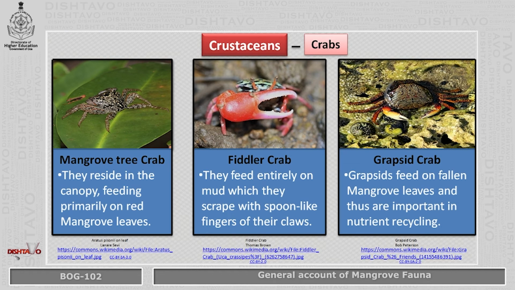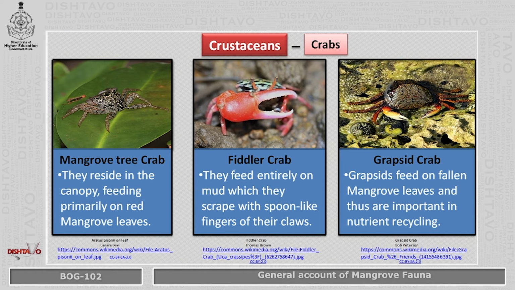Now let us learn about the crustaceans found in the mangrove forest. Crustaceans are a large class of arthropods. They have hard exoskeleton, jointed legs, and a segmented body that is bilaterally symmetrical. Crustaceans include crabs, mud lobsters, juvenile prawns and barnacles.